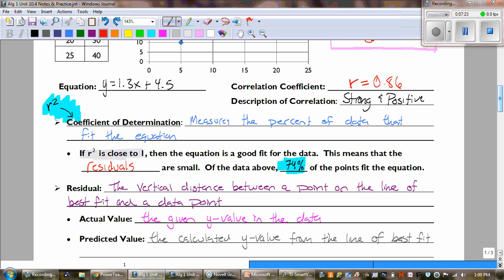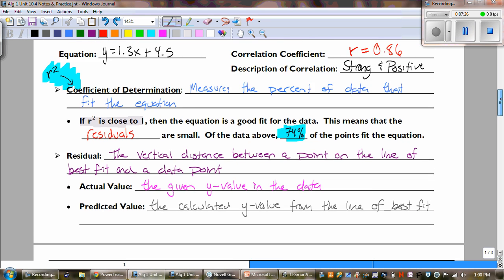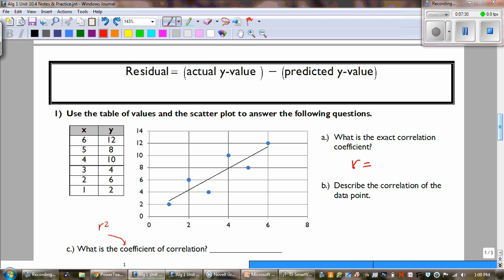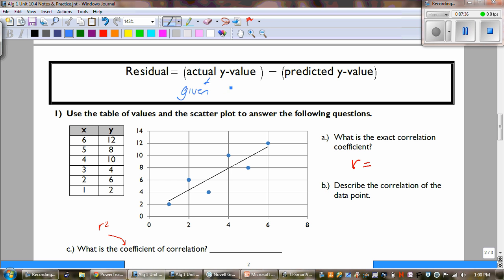So to find the residual on the other side now, we take the actual data, which is the given value, and we're going to subtract the predicted y value, which is calculated from the equation.